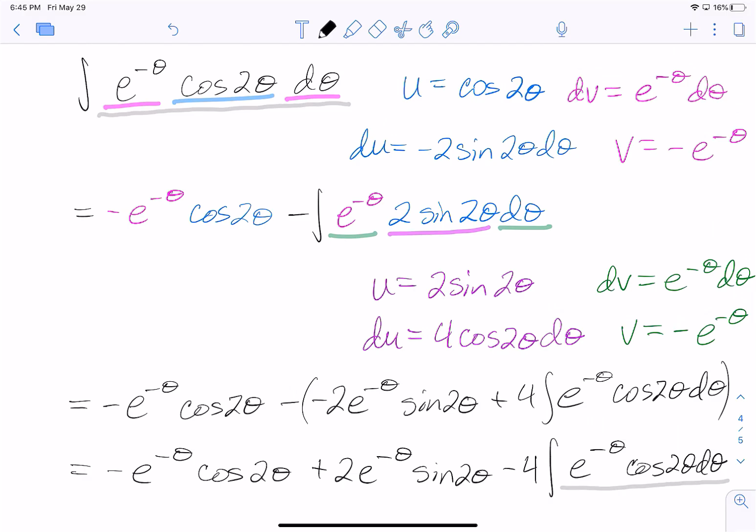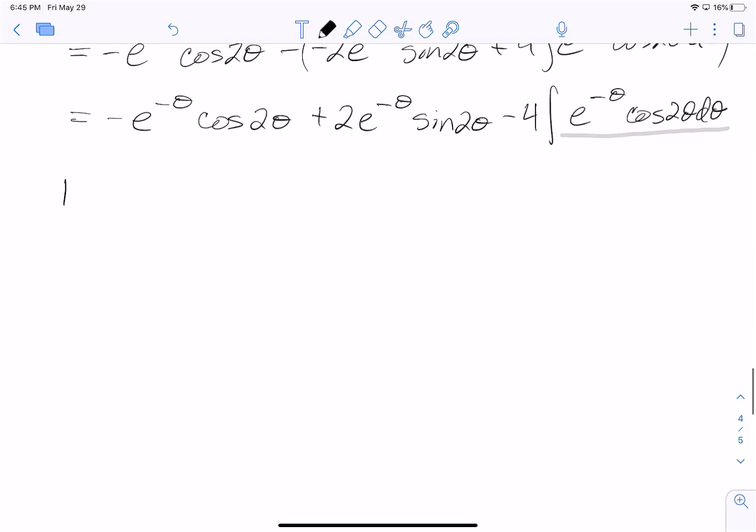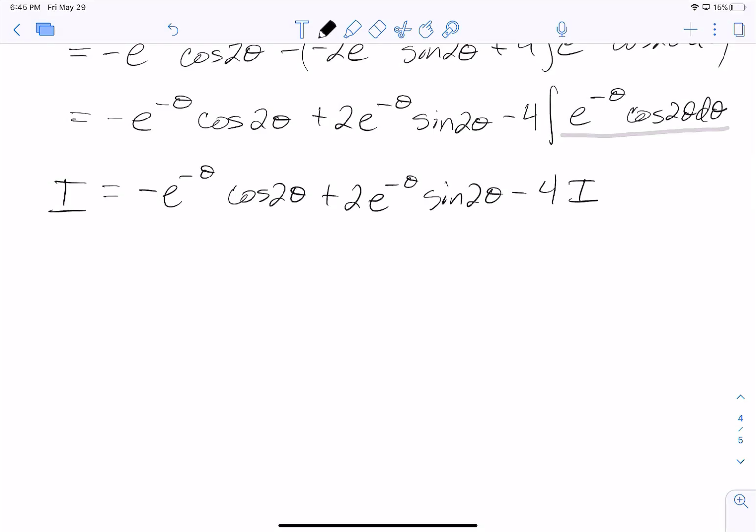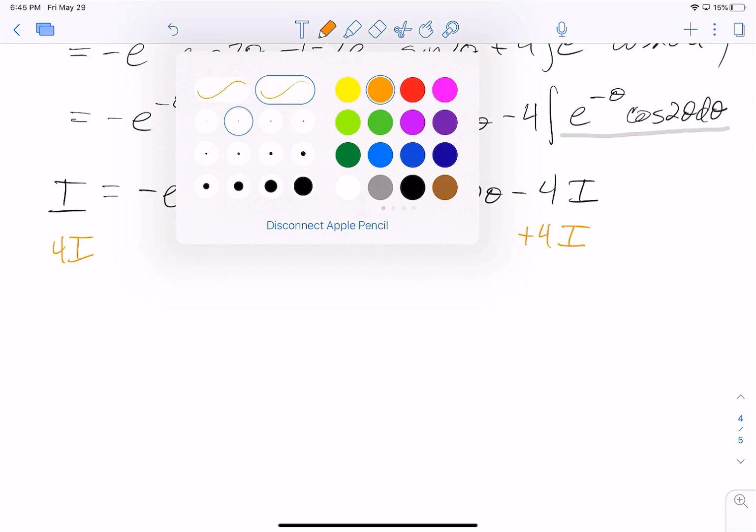I am now going to refer to that original integral as I, and say that I is equal to negative e to the negative theta cosine of 2 theta, bear with me here, folks, plus 2e to the negative theta sine of 2 theta minus 4I. It's the same integral. It's now showing up on both sides of the equation. We can collect the like terms by adding 4I to both sides of the equation. Looks like my pencil kept wanting to write pi there.